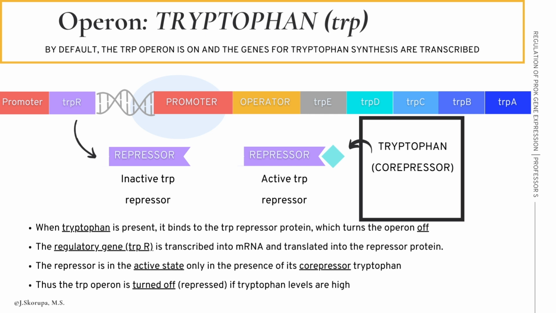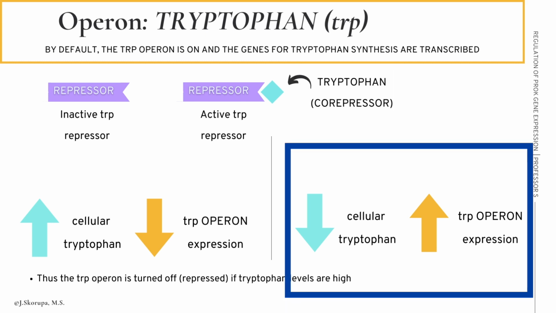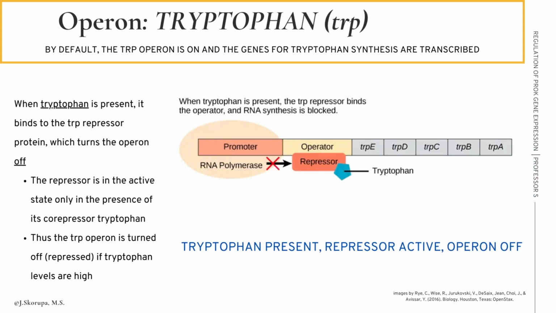tryptophan levels are high. And just think why this makes sense for a moment. The purpose of this operon is to make enzymes that synthesize tryptophan. If there are already high levels of tryptophan, the cell doesn't need to make more. So the tryptophan itself can act as a signal to the cell to halt expression of the trp operon and thus stop making more tryptophan. When cellular levels of tryptophan drop, operon gene expression will increase. If this is a little confusing, don't worry, we're going to walk through this.